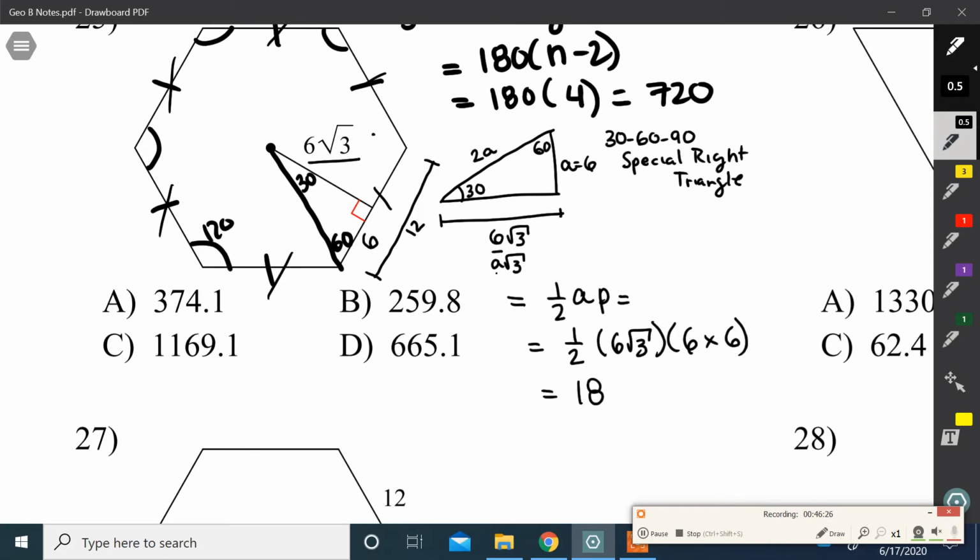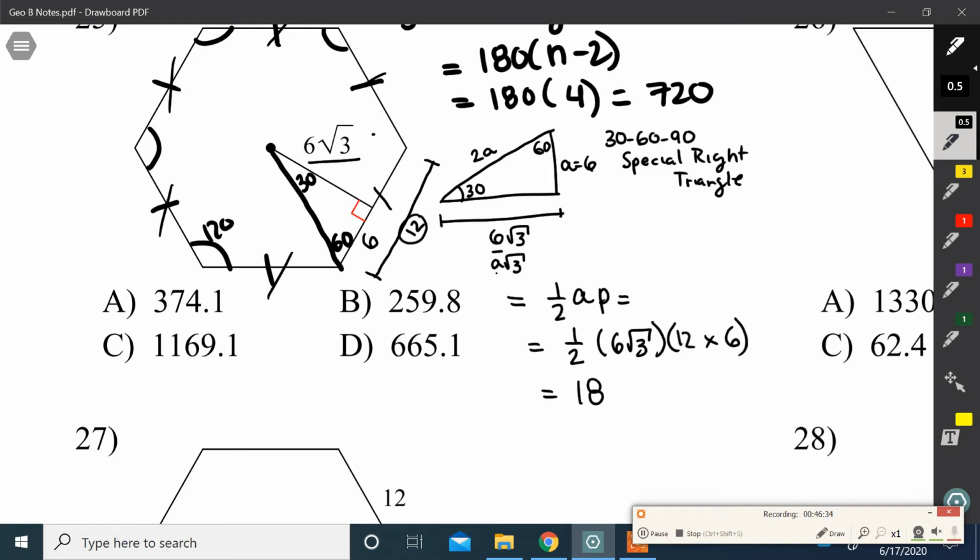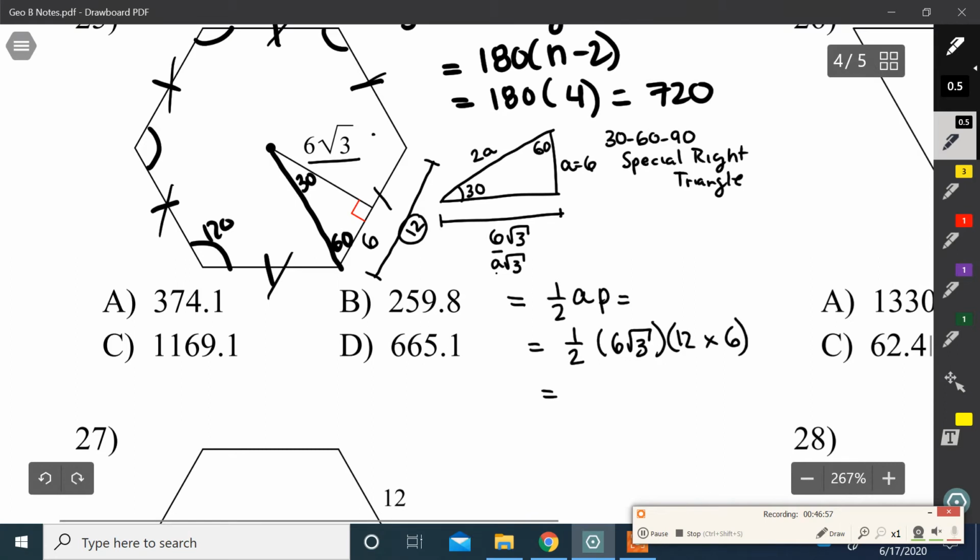Oh, I'm sorry. The perimeter, the side is actually 12. So that should be better there. So it's 12 times 6 because 6 sides. So 1, 2, 3, 4, 5, and 6. Yeah. Okay, that makes more sense to me. Okay, so let's try this again on the calculator.